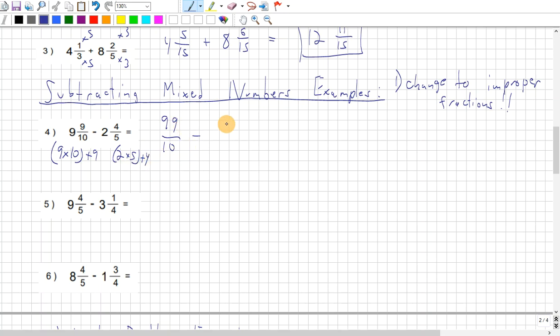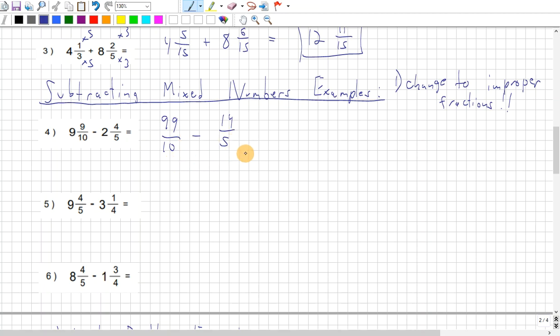So I get 99 over 10 minus, because it's a subtraction question, 2 times 5 is 10. 10 plus 4 is 14. So 14 over 5. Okay, so I just wrote that at the bottom just to kind of help you convert those mixed numbers to improper fractions. Now, same thing. I have to get a common denominator. I cannot add or subtract unless I have a common denominator. The first one's okay.